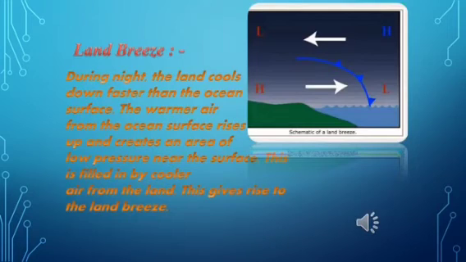Now we talk about the land breeze. During night, what happens? The land cools down faster than the ocean surface. The warmer air from the ocean surface rises up and creates an area of low pressure near the surface. This is filled by cooler air from the land. So the air blows from the land towards the sea. So we call this the land breeze.